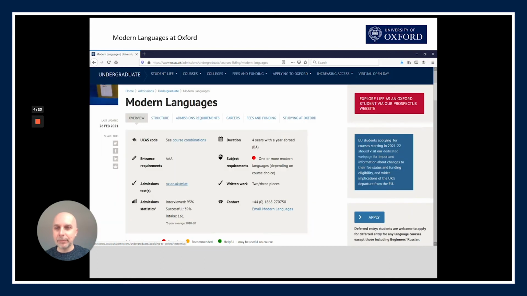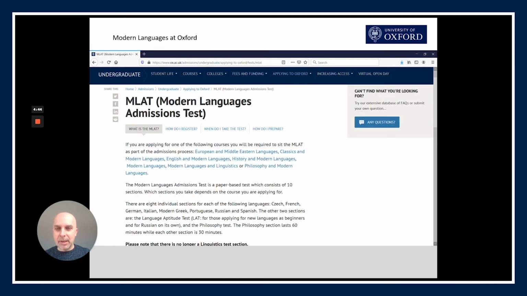And here we have the Modern Languages homepage, where you have all the details you need to know about the courses and about how to apply for them, including, as you might see there in the middle of the grey box, details about how the admissions tests work and how to register and take them. So if you look at the admissions test page, you'll see all of this information, which will include information about which tests you need to take for the particular course you're applying for.